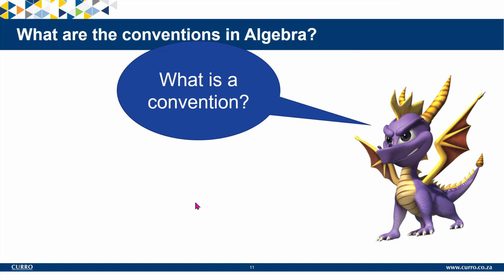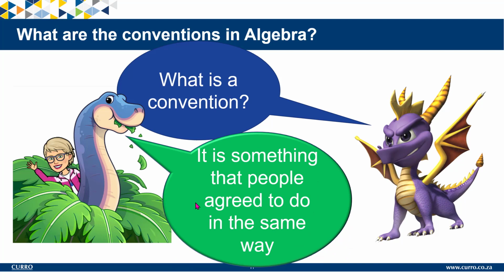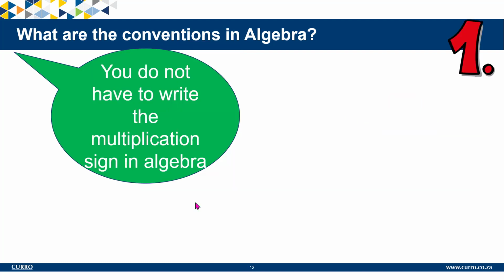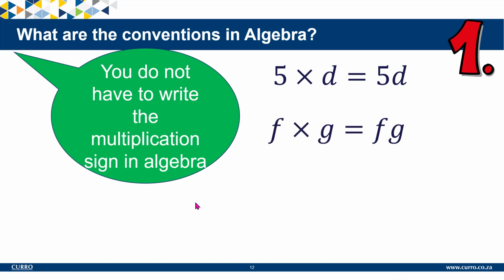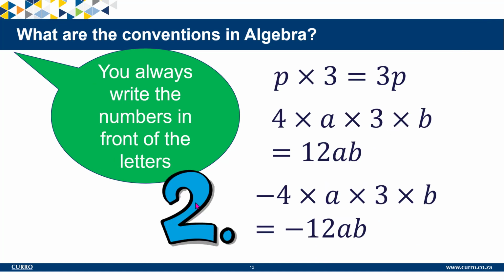What are the conventions in algebra? Right, so what is a convention? Good question. It is something that people agree to do in the same way. So we all decided we're going to write mathematics in the same way to make it easier for us to understand. So write down the following conventions. The first one, you do not have to write the multiplication sign in algebra. Yay! So you can only write 5t or fg or 2xyz.